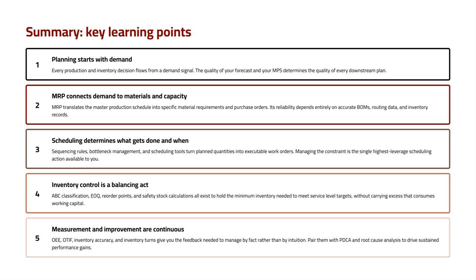Next, MRP acts as the crucial link that connects demand to materials and capacity by translating the master production schedule into specific material needs and purchase orders. But remember, its effectiveness relies on accurate bills of materials, routing data, and inventory records.